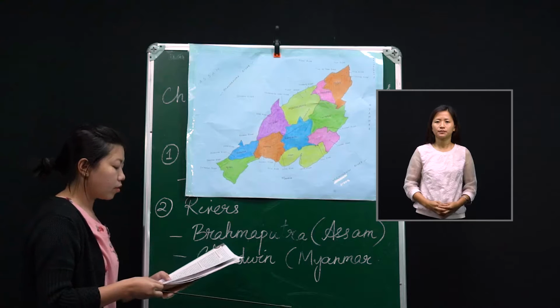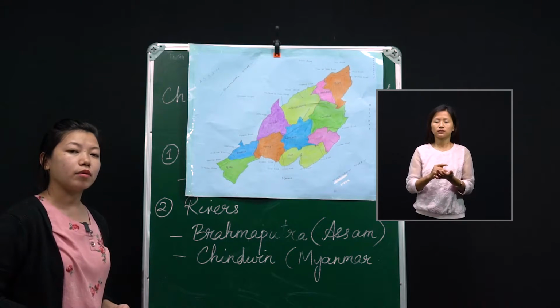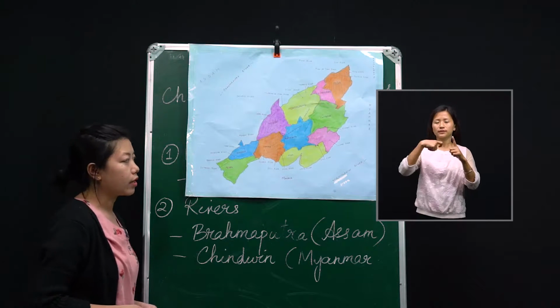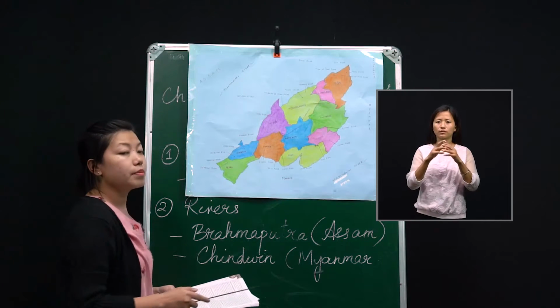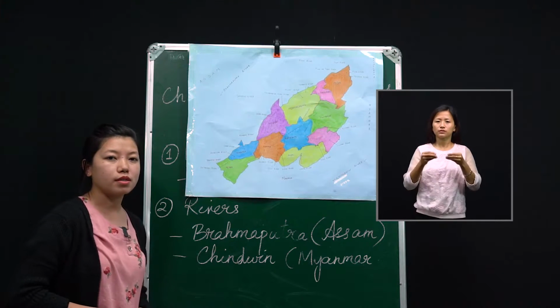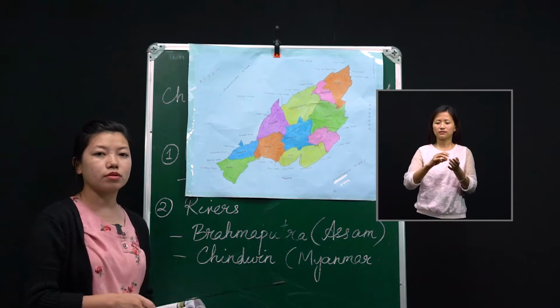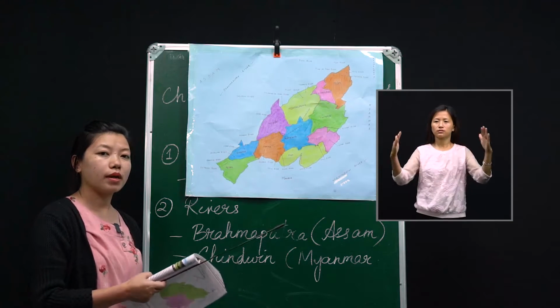Another important place under the Patkai mountain range is Wazeho. It's a mini cement plant and it used to produce very high quality cement. Now let's come to the last mountain range, that is the Barail mountain range.